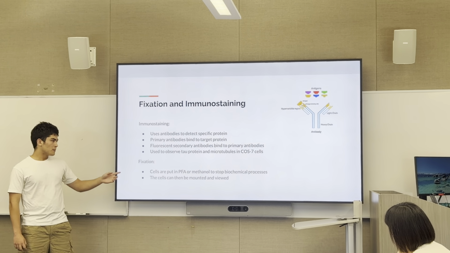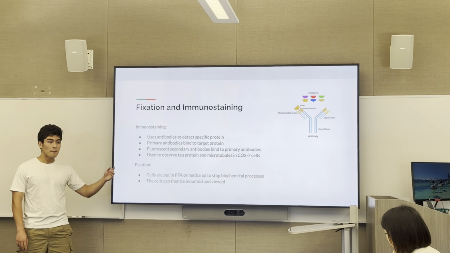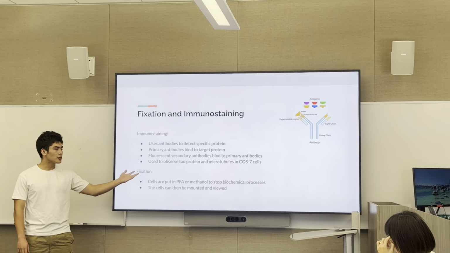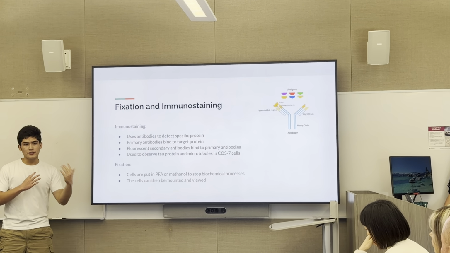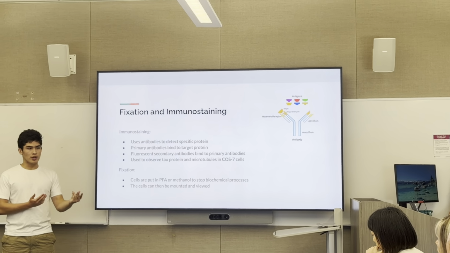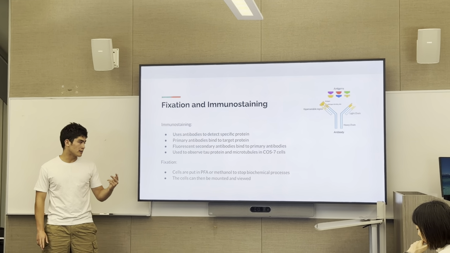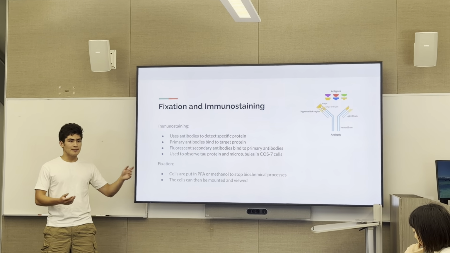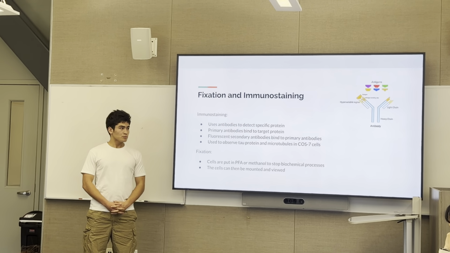Before we do that though, we need to do what's called fixation, where we put cells in PFA, which is paraformaldehyde, or methanol. Those aren't important. To stop the biochemical processes. We don't want the cells moving around while we're trying to image, or else the image could be blurry and our results could be unclear. From there, the cells can be mounted on a microscope slide and viewed.